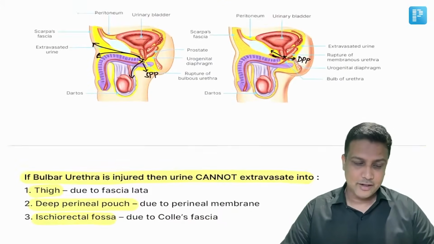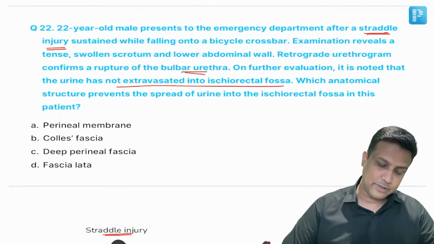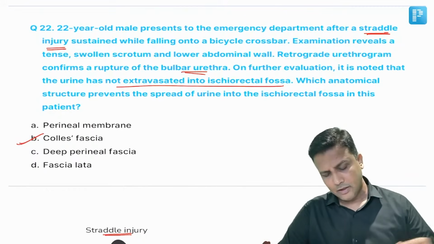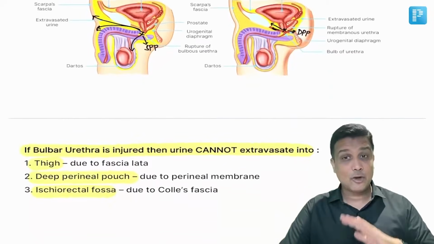And that is what is the question asked here. The urine cannot go into the ischiorectal fossa because of which structure? Because of the Colles fascia. There is nothing but the superficial fascia present in the perineum region. So I've discussed the entire concept here.